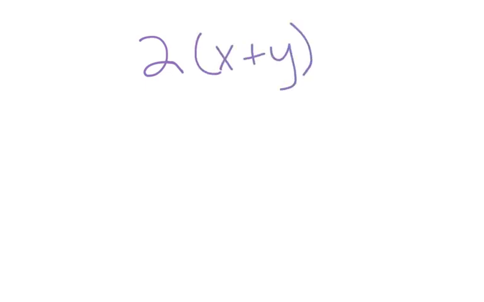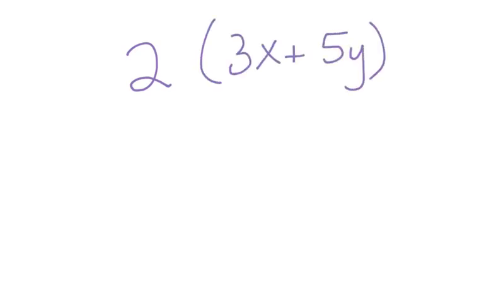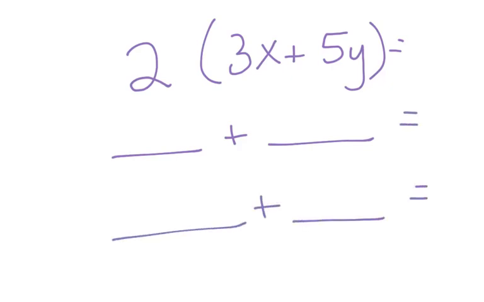In the next problem, we're going to distribute the 2. We're going to give a 2 to the x and a 2 to the y. So we're going to give a 2 to each of those. In the next problem, we're also going to give a 2, but this time to a 3x and a 5y. So you will see on your worksheet you have this plus this. Well, I want you to add a second one so I can show you the steps. So we're going to distribute a 2 to the 3x and a 2 to the 5y.